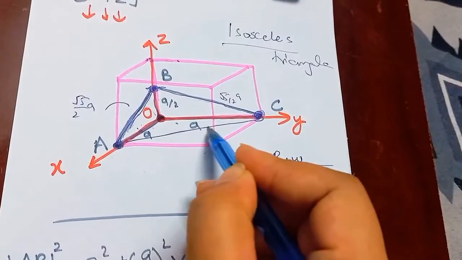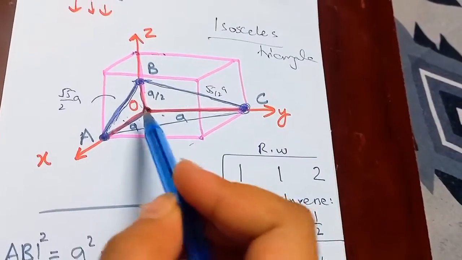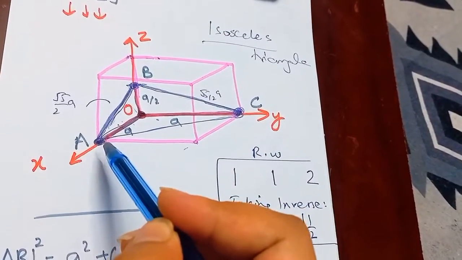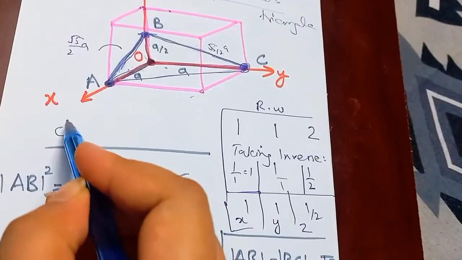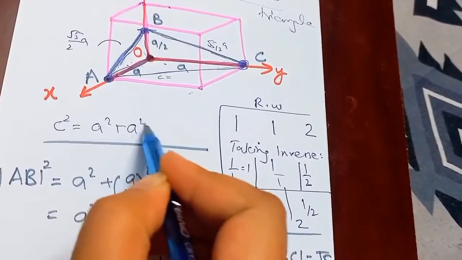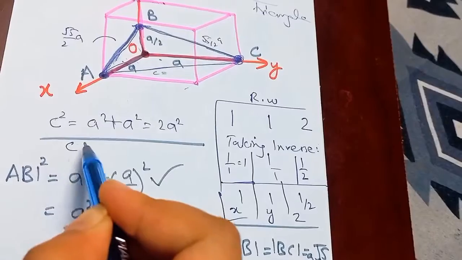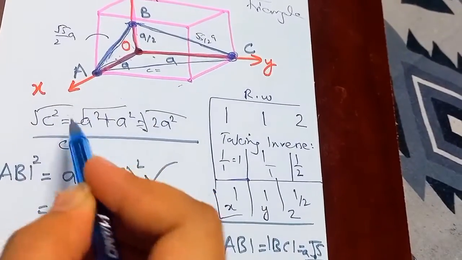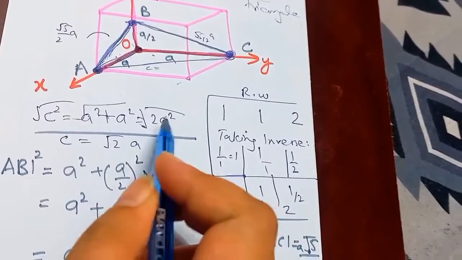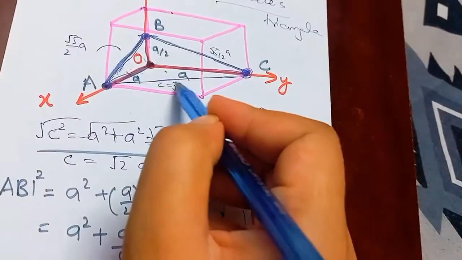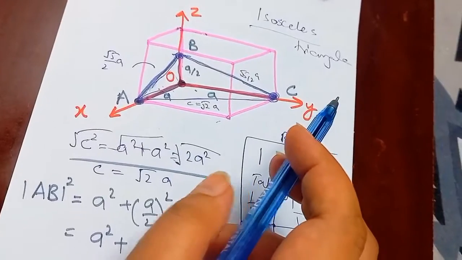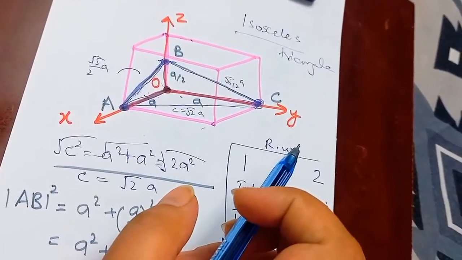And what is this length? We have already done it for multiple videos. This length is a, this length is a as well. We can determine this length by using Pythagoras theorem again. So it will give us c square, let's say this length is c, equals a square plus a square, which equals 2a square, and taking under root on both sides gives c equals under root 2 into a will come out of the under root, because it's square on it, c equals under root 2a. We can see these two lengths are equal, but the third one is not equal, and this is an isosceles triangle.